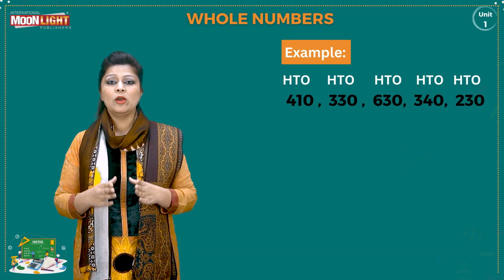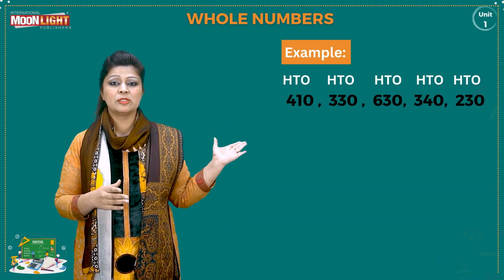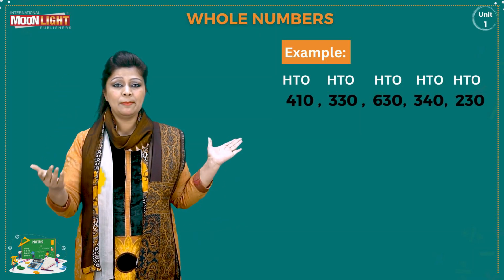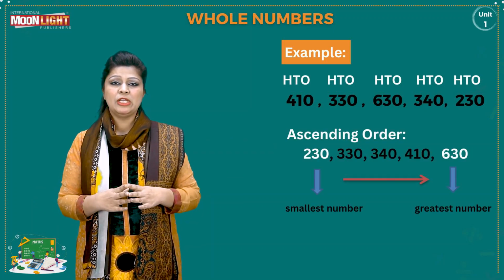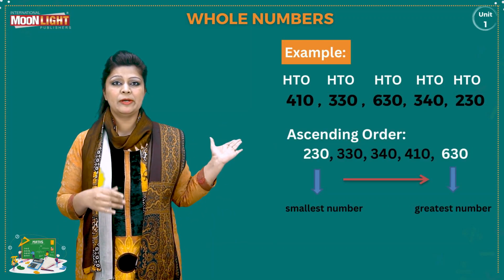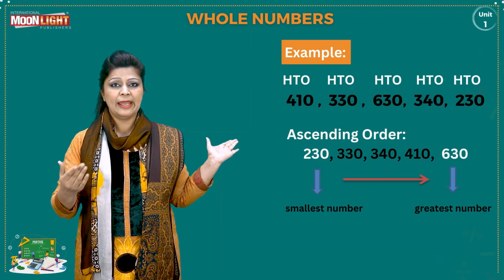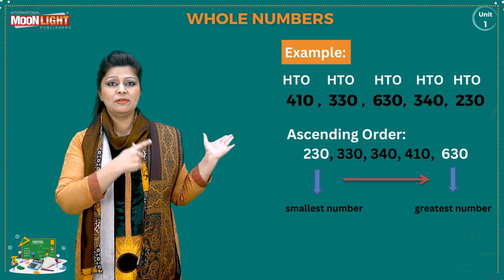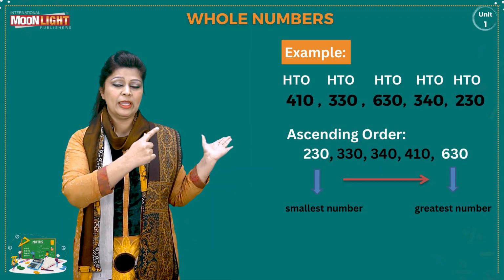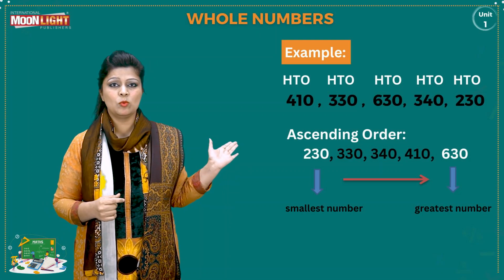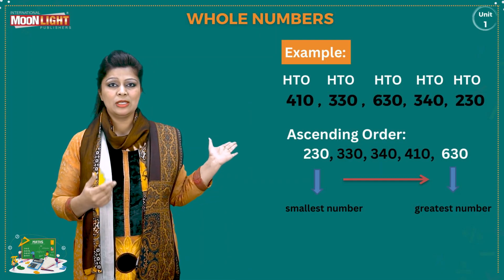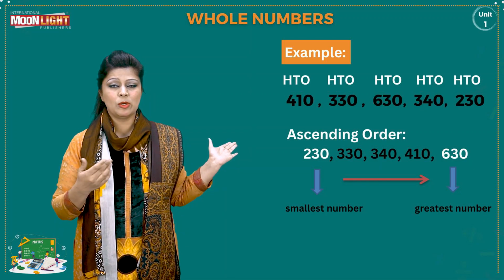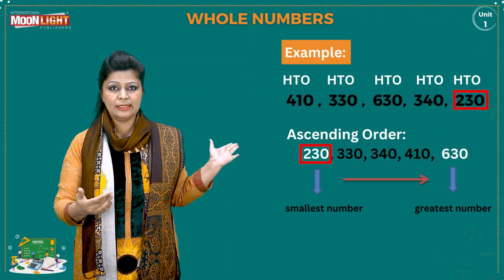Now, for ascending order, as you all know, we start from the smallest to the greatest. It means we need to compare the numbers. So first we need to write down the smallest number, which is 230. I have written the smallest number over here, and on the top I will write ascending order. Then I will write 230 because it is the smallest one.